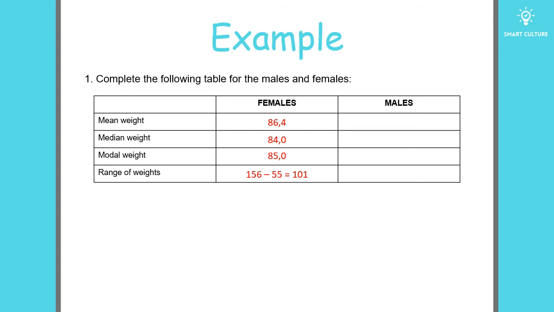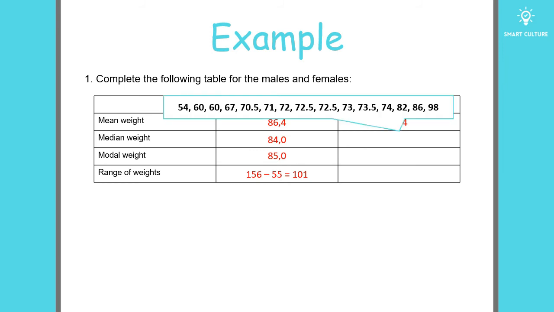Let's move on to the males. So if you want to determine the mean weight for the males, you can follow the exact same method as we did for the females. You add up all the number values and then you divide it by the number of values. So the mean weight for the males will be 72.4. Let's determine the median weight for the males. So what we'll do first is we'll arrange all the values from smallest to largest.